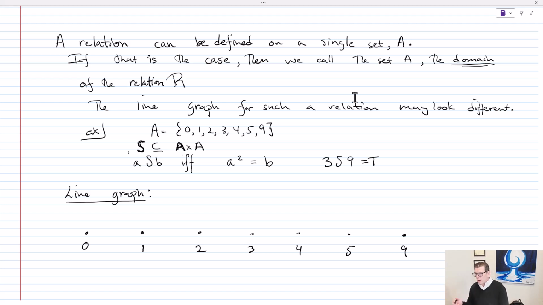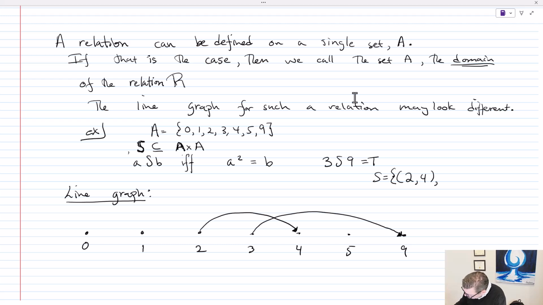What we'll do is create arrows that point from our a to our b. So for example, 2 points to 4. But we know that 4 doesn't point to 2, and the reason is because 2 squared equals 4, but 4 squared doesn't equal 2. In addition to that, we'll get 3 pointing to 9. And so S is going to have (2, 4) in it, and it's going to have (3, 9), but it won't have (4, 2) and (9, 3). Those won't be part of this particular relation.